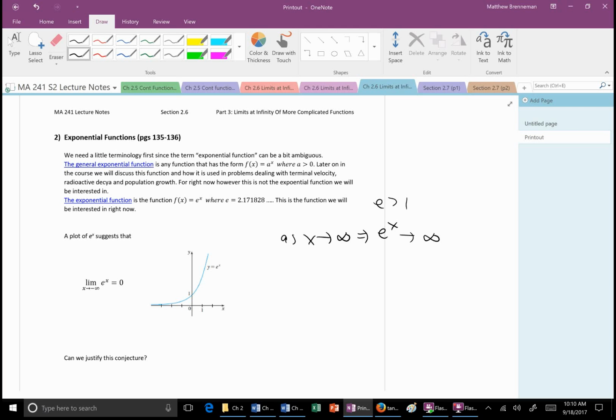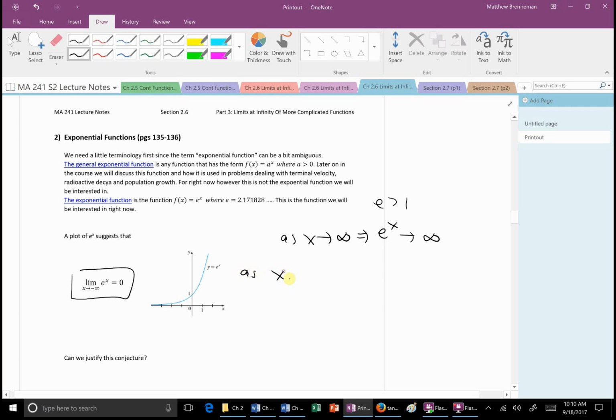So this describes any sort of growth for a short period of time. Growth of populations, growth of a virus, anything like that, spread of a virus. It tends to follow this pattern for a short period of time. But we're interested in this limit. I'm interested in the limit as x goes to negative infinity of e to the x.